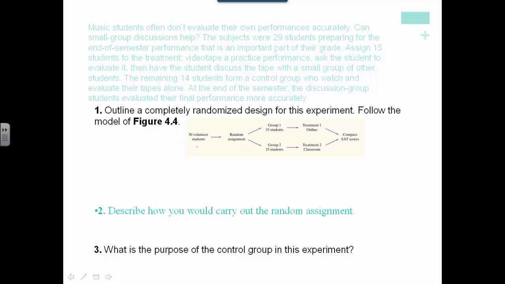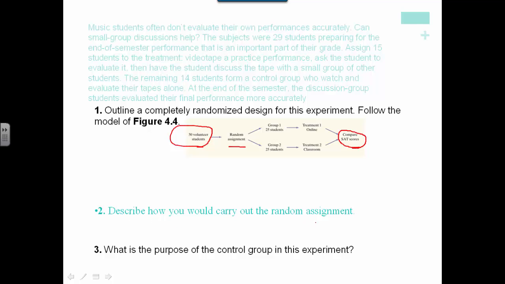50 volunteer students, random assignment, group 1, 25 students, group 2, 25 students. Treatment 1 online, treatment 2 classroom, and then we compare the scores.